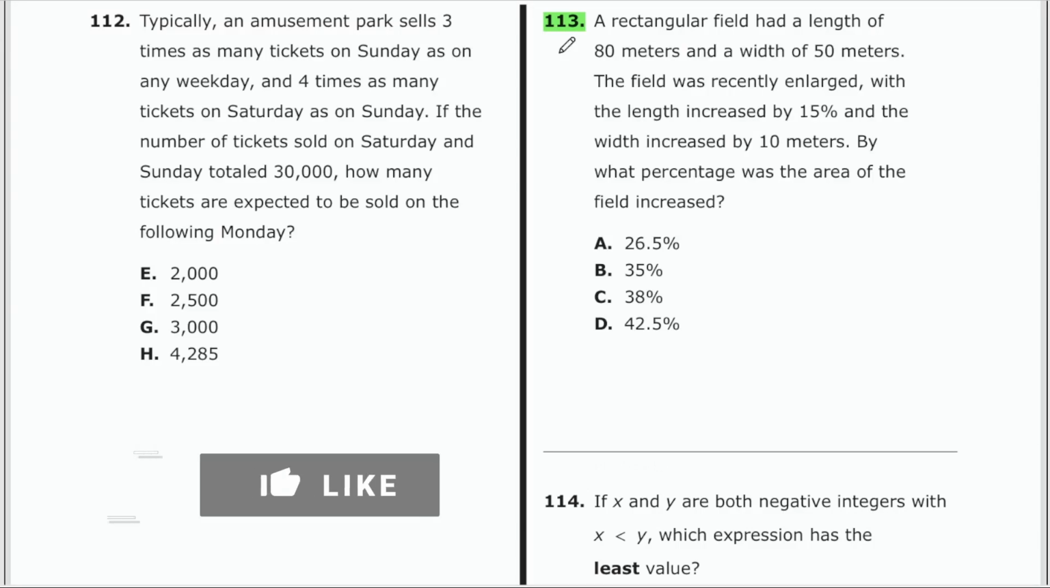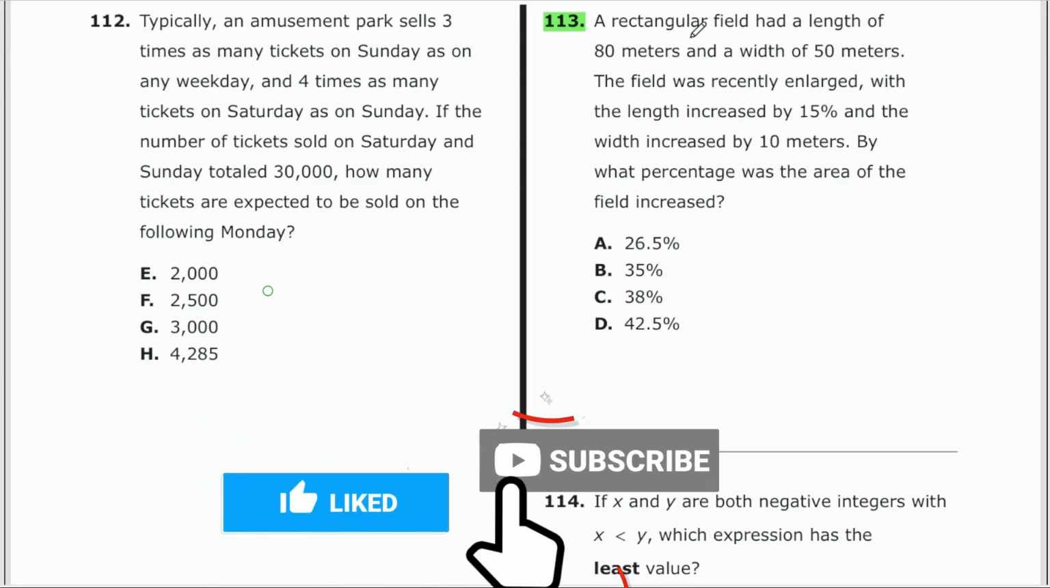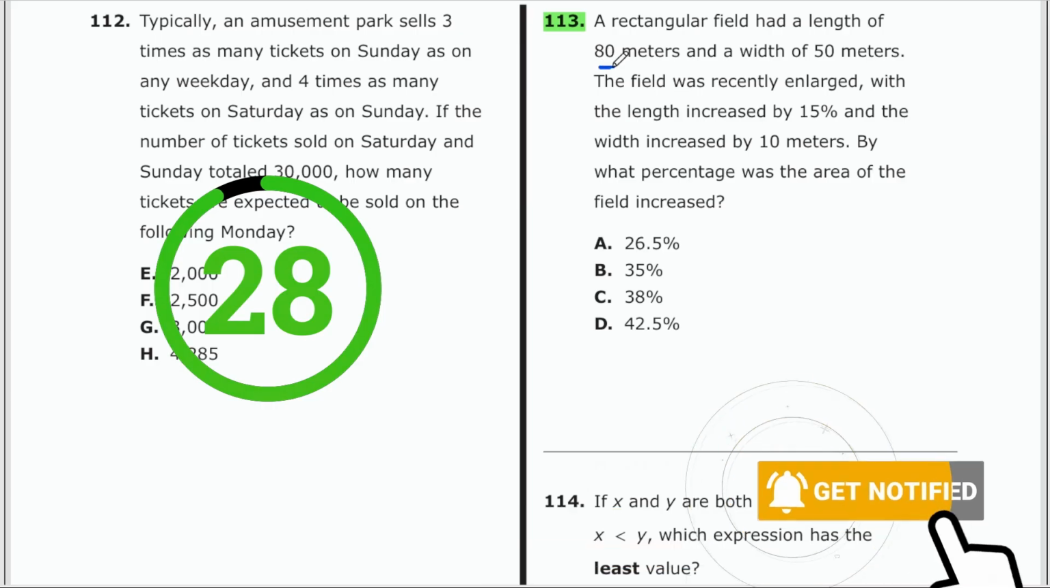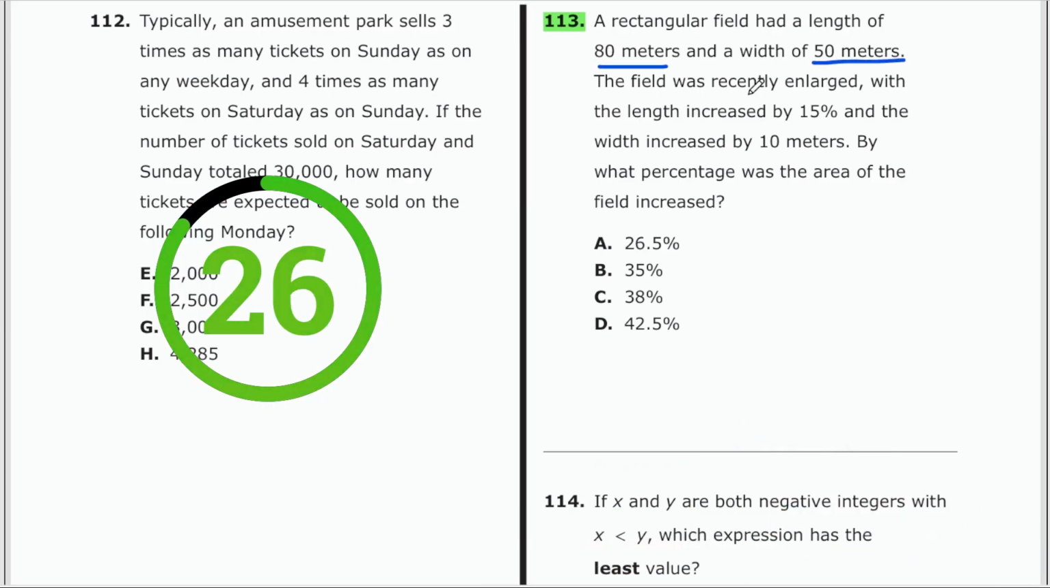So how can you do this problem in 30 seconds or less? A rectangular field had a length of 80 meters and a width of 50 meters. The field was recently enlarged with the length increasing by 15% and the width increasing by 10 meters. By what percentage was the area of the field increased?